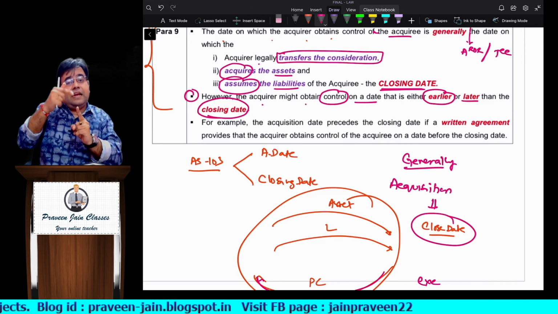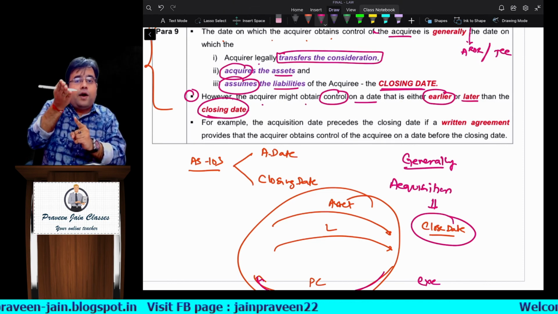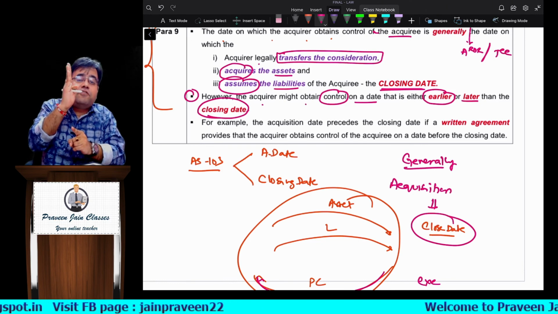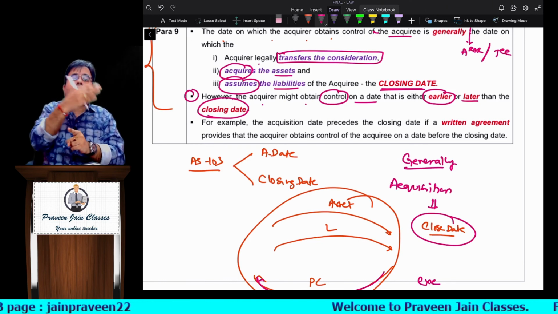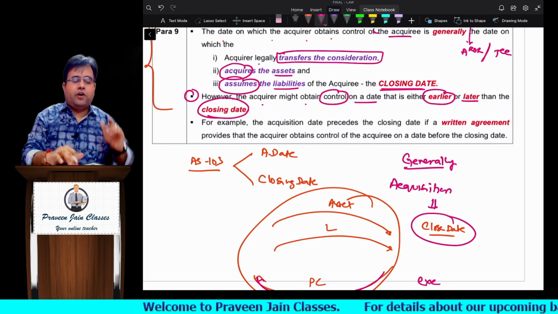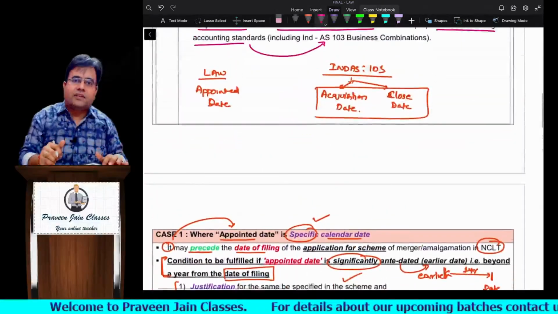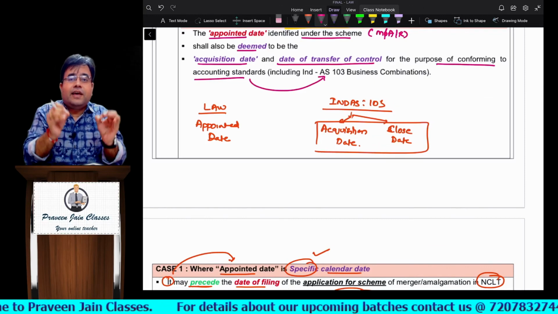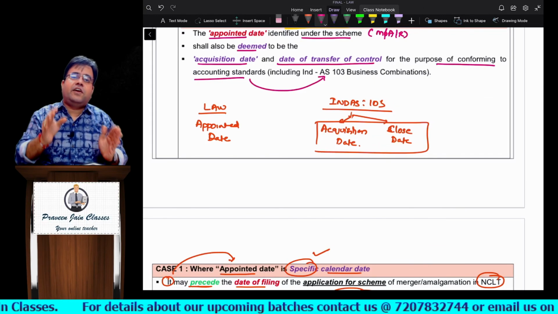But sir, it is possible that your acquisition date can be before the closure date also, or after the closure date also. And these practical examples I have already shown you in our above classes, sir. I hope you understood. So here linkage with your Ind AS standard was also required, sir.